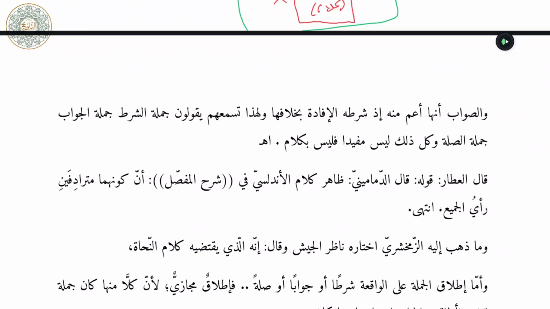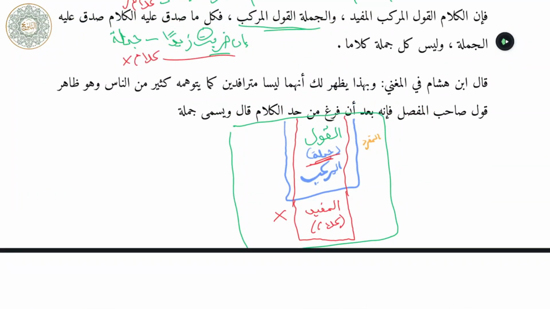But what they're saying over here is that Zamakhshari understood that al-kalam and al-jumla, they both refer to al-qawlul murakkab al-mufid. Let's assume this is opinion number one. All right.